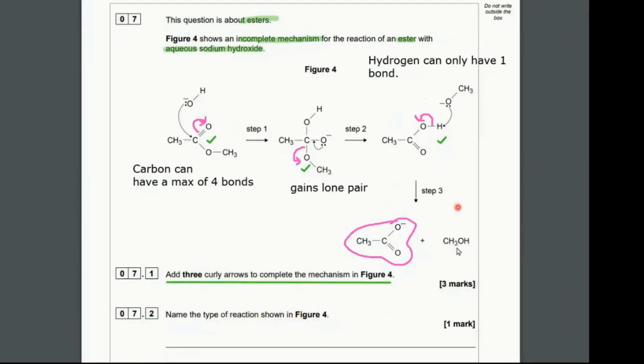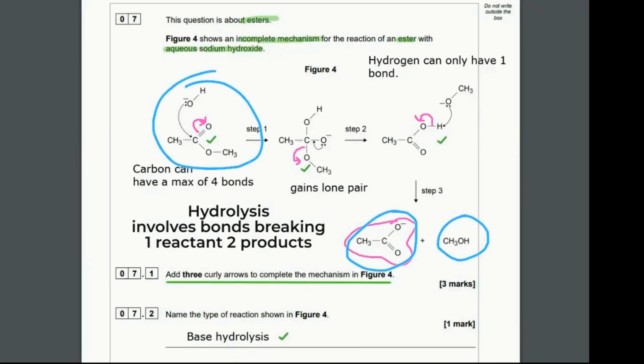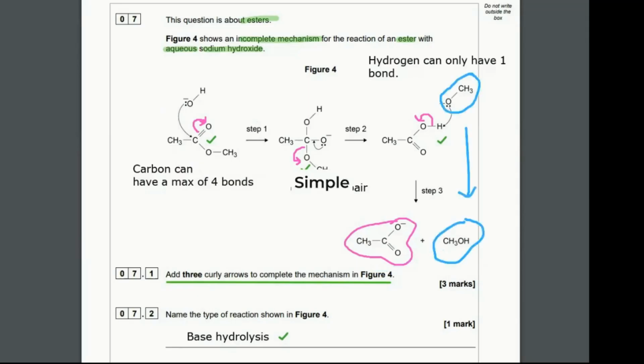Now name the type of reaction shown. Well, this reaction is base hydrolysis or hydrolysis, however you like to say it. Why is it hydrolysis? Well, look, I've got one reactant, sorry, I've got one reactant and 2 products. So there's been splitting, and lysis means to break.